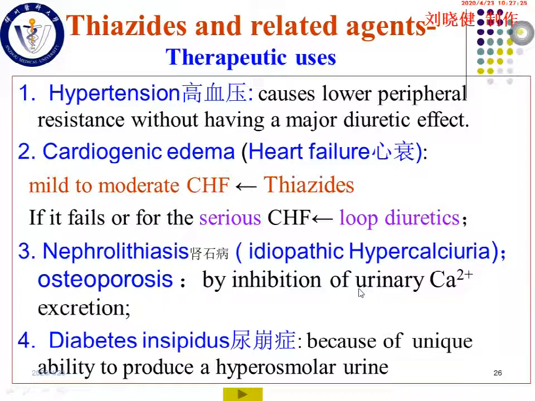In the treatment of diabetes insipidus, because of the unique ability to produce a hyperosmolar urine, it is very useful.